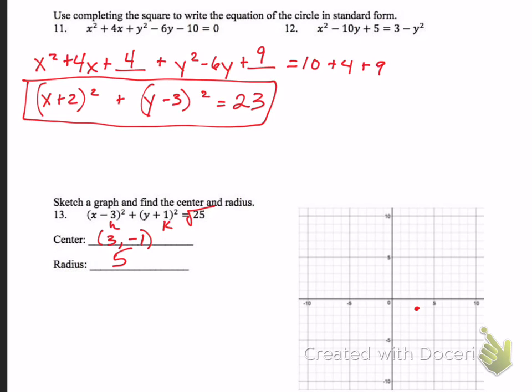So what I usually do is I go left 5, right 5, up 5, down 5, whenever I'm doing this. And then I kind of just connect the dots. Something like that. And then we're done. Okay, go to number 14. We'll do one more. Number 14.